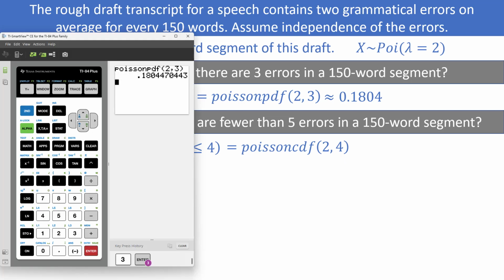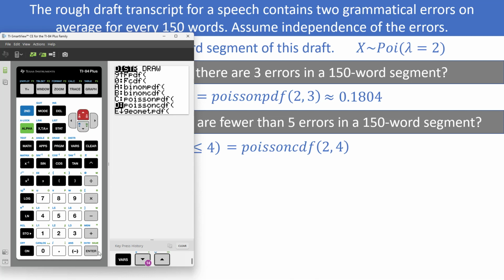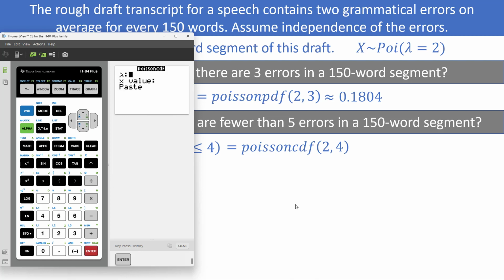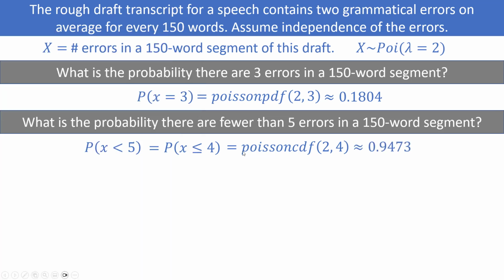Let's grab our calculator again. We can press the second key, then distribution, scroll down, and we will eventually see the option for Poisson CDF. Press enter over that option. We still have a lambda value of 2, but now we're going to put an x value of 4. Go ahead and paste, press enter, and you're going to get 0.9473. The probability that there are fewer than 5 errors in a 150-word segment is 94.73%.